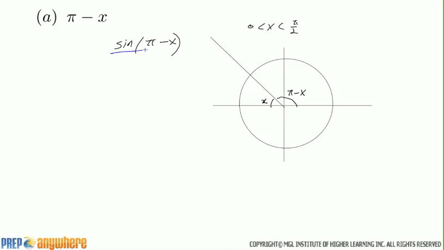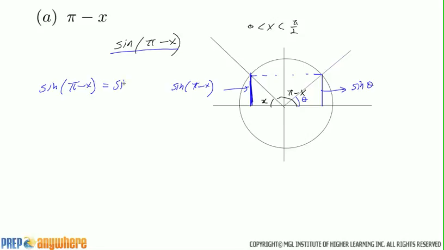Now, the actual ratio of sine pi minus x looks like this. It's this length right here. So right now what I'm saying is that blue length is actually equal to sine pi minus x. But we can generate the same blue length here, like this. So I get that length will be the exact same length. So let me call this theta. This will be the sine of theta. So I can actually say sine of pi minus x is equal to sine of theta.